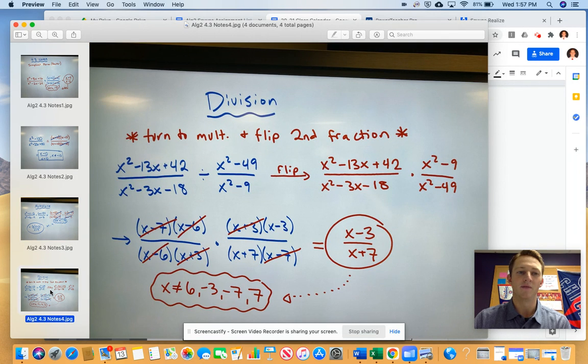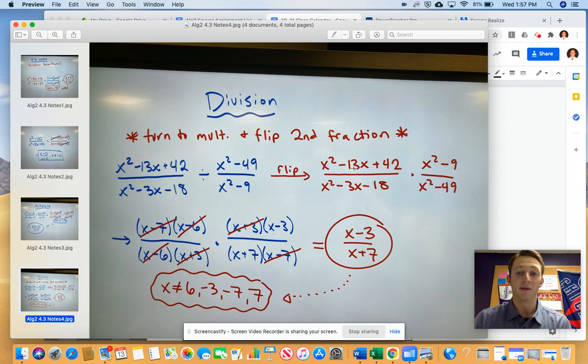Lastly, we have division, which is the same thing as multiplication. We're just going to flip the second fraction. So here we have this fraction divided by this fraction. So all we have to do is change the division to multiplication and flip the second fraction upside down. And you can see we did that right here.